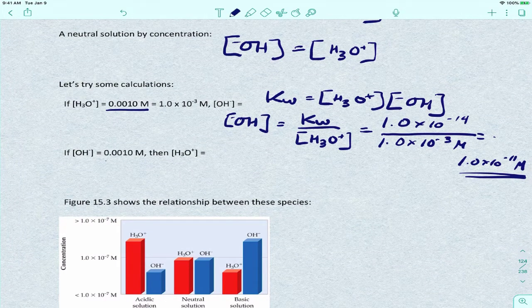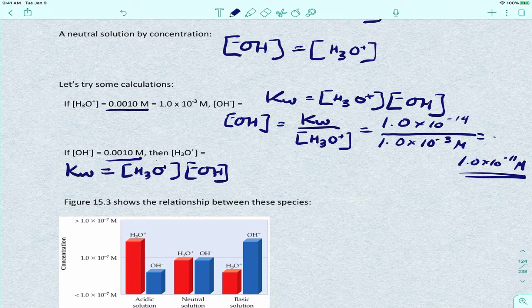Let's try it the other way. What if the concentration of OH minus is 1.0 times 10 to the minus third? We would use the same equilibrium equation. Kw is equal to the concentration of H3O plus times the concentration of OH minus. This time we're going to solve for H3O plus, so we're going to divide both sides by OH minus. So that means that the concentration of H3O plus is going to be equal to Kw divided by the concentration of OH minus.